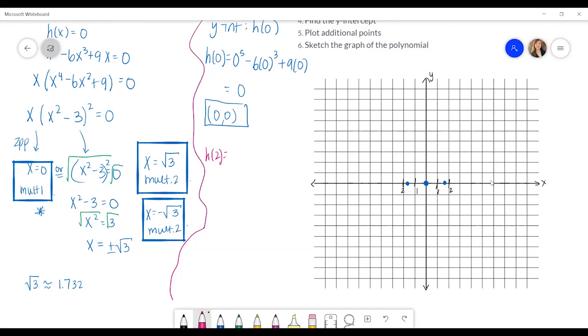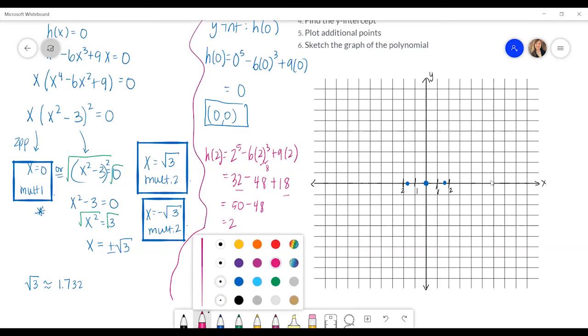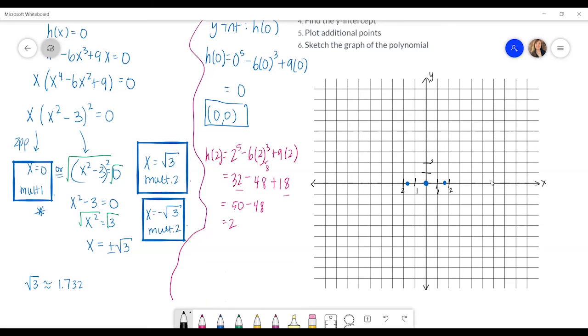So we're going to have 2 to the 5th minus 6 times 2 cubed plus 9 times 2. That's 32 minus 2 cubed is 8, so minus 48 plus 18. 32 and 18, those positives, if we add them together, we get 50. So 50 minus 48 is just 2. So we have an additional point. If we label 1, 2, we have an additional point right here, right?